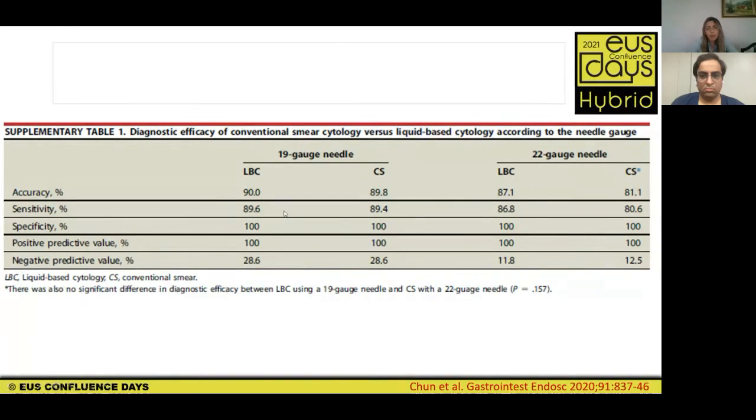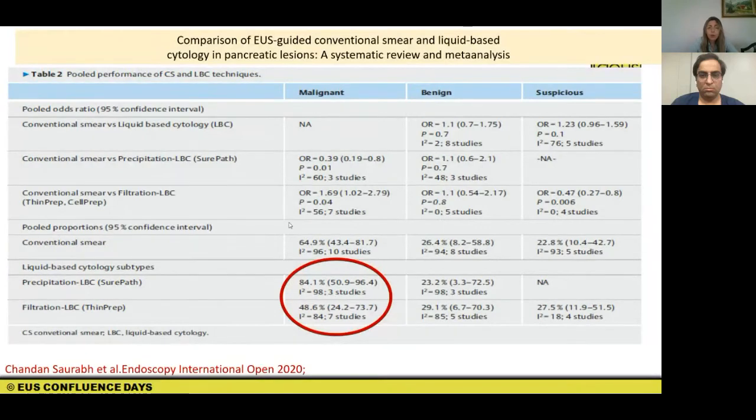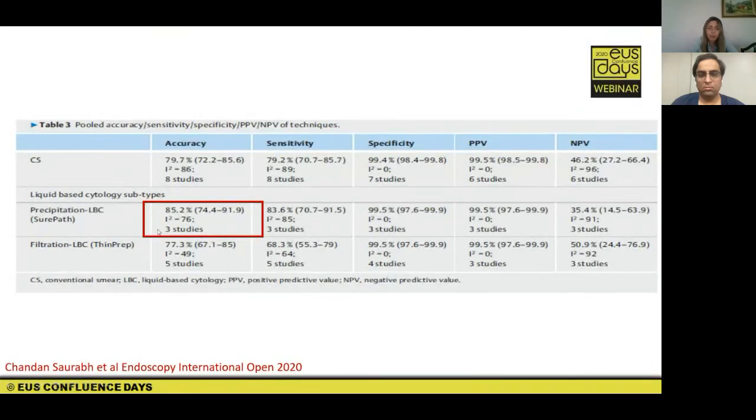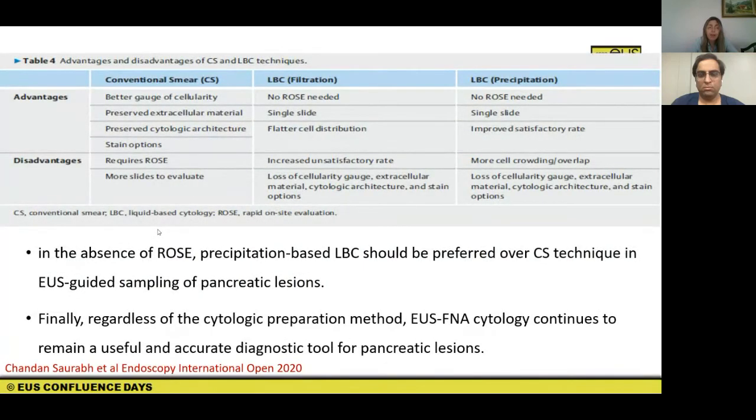19 gauge and 22 gauge needles have similar diagnostic efficacy. Also, this meta-analysis compared the subtypes of techniques for liquid-based cytology, and the SurePath precipitation technique has higher diagnostic value for malignant lesions, and the diagnostic accuracy rate is higher in the precipitation technique. We have some advantages and disadvantages for both techniques, conventional smear and liquid-based cytology.